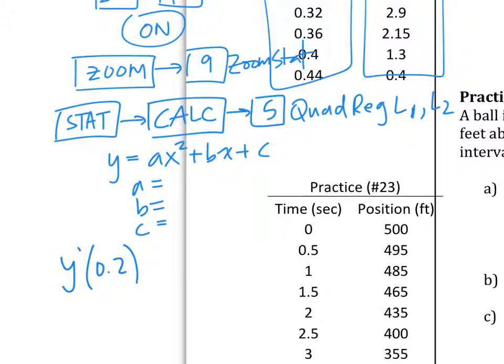Finally, we now have an equation. We have to estimate the derivative at 0.2. So you've got to write down all your a, b, c into that equation. Use your calculator to find the derivative at 0.2.